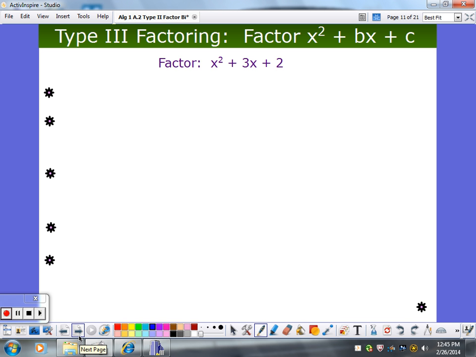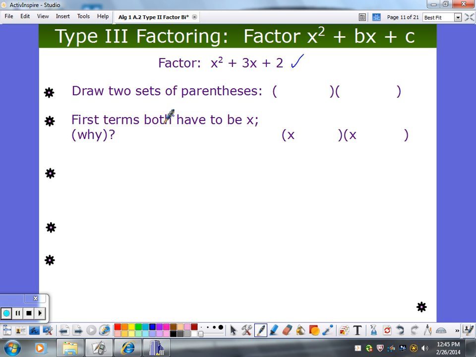So I'm on the back here. And we're going to go step by step. First is always recognize it's type 3. X squared plus bx plus c, and it is. That's a type 3. You draw two sets of blank parentheses just like we did with type 2. Okay, we're reverse foiling, right? So if I'm multiplying two things and I get an x squared, how can I get there? Well, one has to be an x and the other has to be an x. So draw your parentheses, x and x. Then what? Then you play the game, right? It's like a little game here.